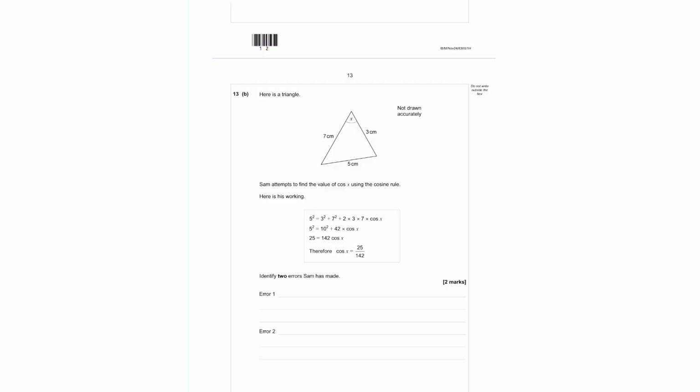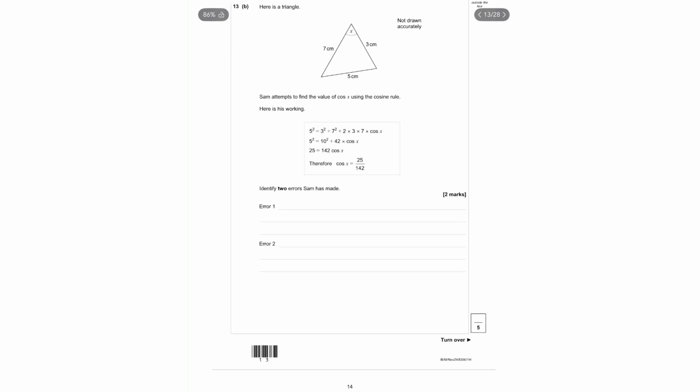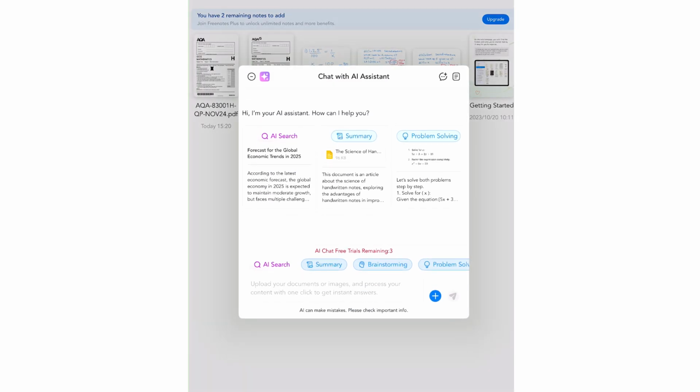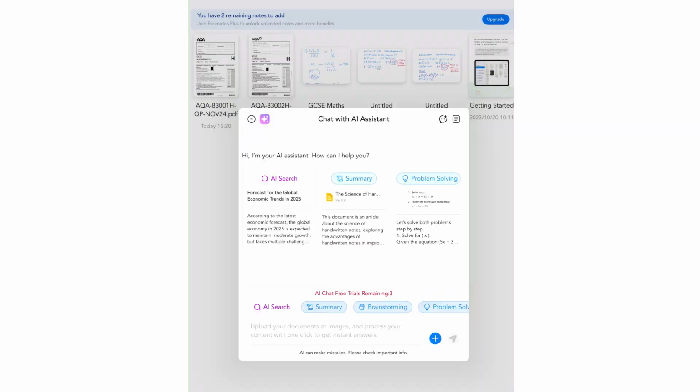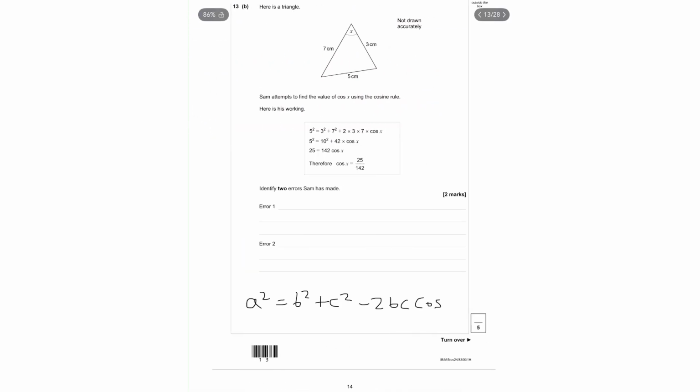I guess the place to start would be just to remind ourselves of what the cosine rule is. So if we have a side A, A squared is equal to b squared plus c squared, where b and c are the other sides of the triangle, minus 2 times b times c times cosine of A, where A is the angle opposite the side A.